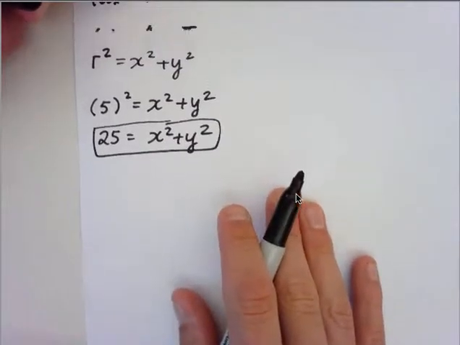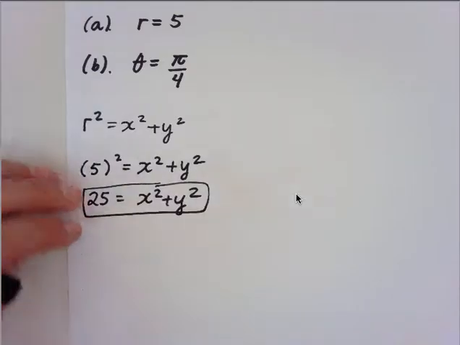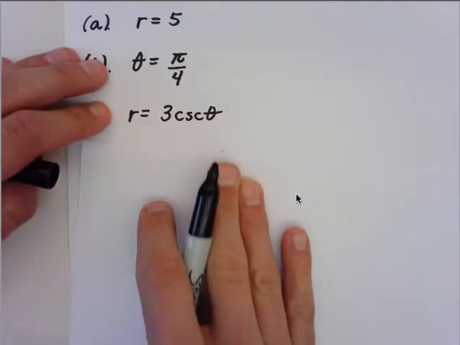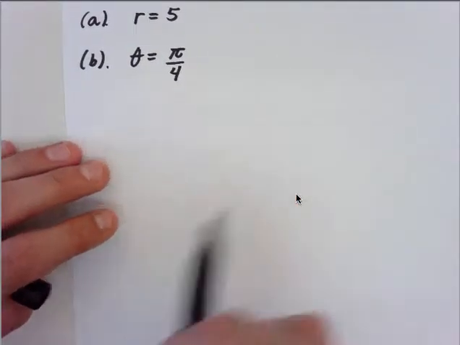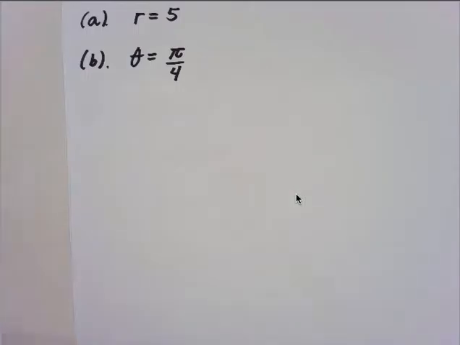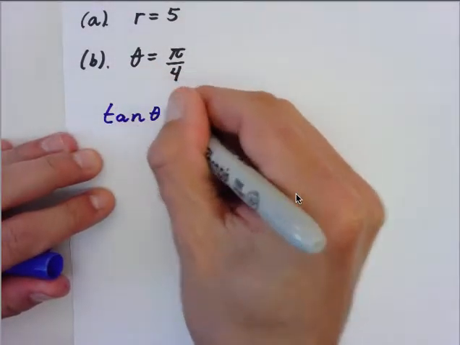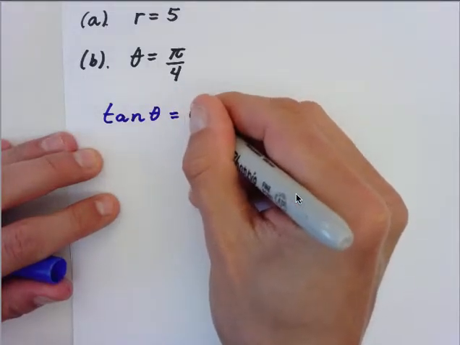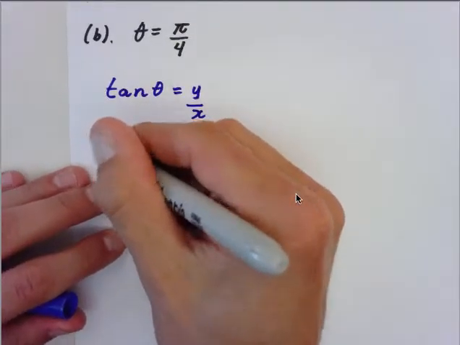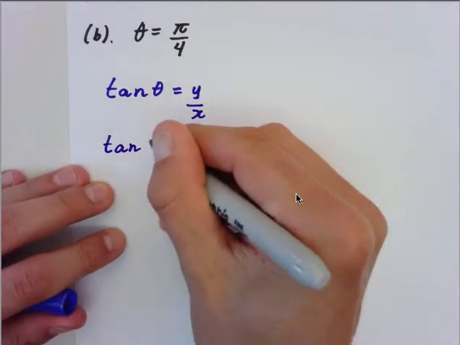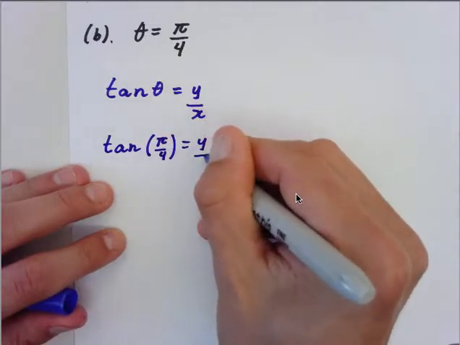Okay, so now let's go ahead and look at part B. Part B says that we're going to look at theta being pi over 4. Now, the equation that I'm going to use in this case is going to be tangent. I'm going to use tangent of theta is equal to y over x. Now I know what theta is, so I'm going to substitute pi over 4, so tangent of pi over 4 equals y over x.